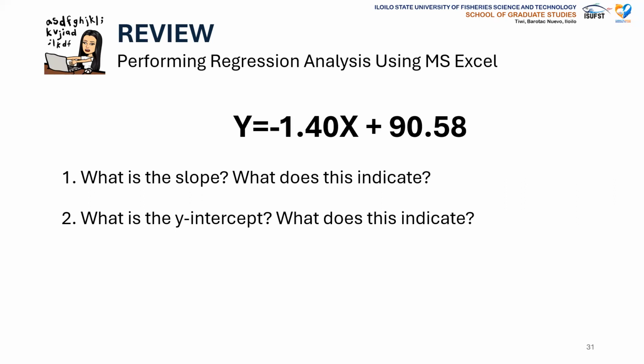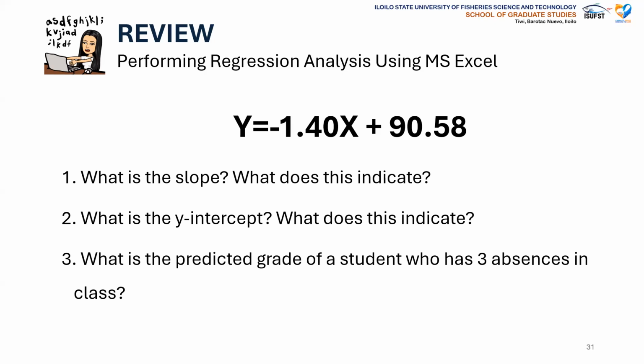If x is 0, meaning she will get a grade of 90.58. But on our report card, it is rounded off, so the predicted grade will be 91. Correct. What's the predicted grade of a student who has 3 absences in class?